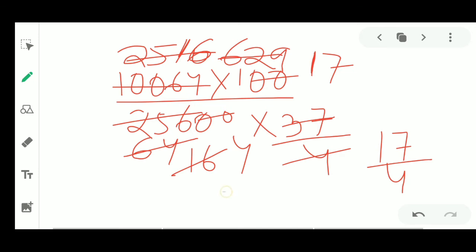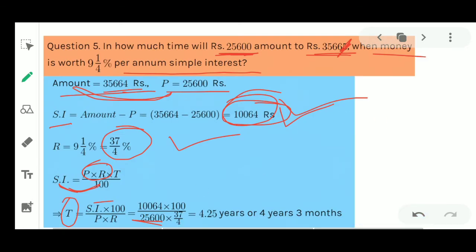So 17 by 4 equal to 4 4 ja 16, 4 2 ja 8, then 20, 4 5 ja 20. So T equal to 4.25 years or 4 years 3 months. Clear? Next question.